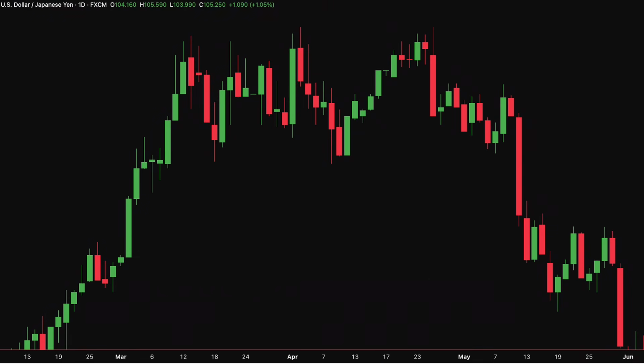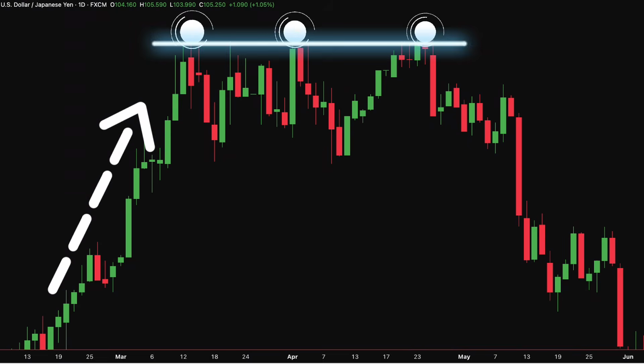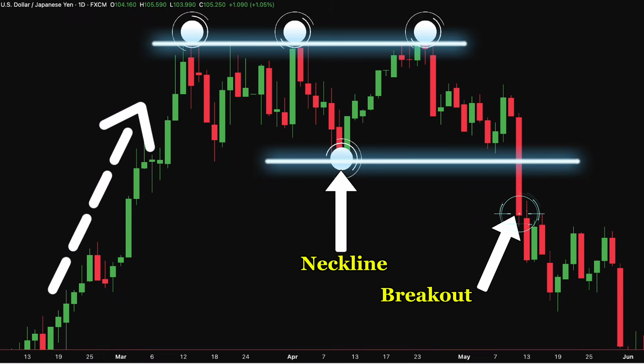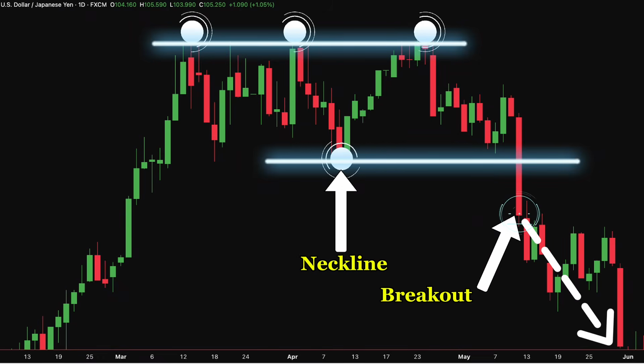In a triple top, price is in an uptrend and fails 3 times to break above the same resistance level, forming 3 equal highs. The swing lows between the tops form the neckline. Once price breaks below that neckline, the reversal is confirmed and traders look for short entries.